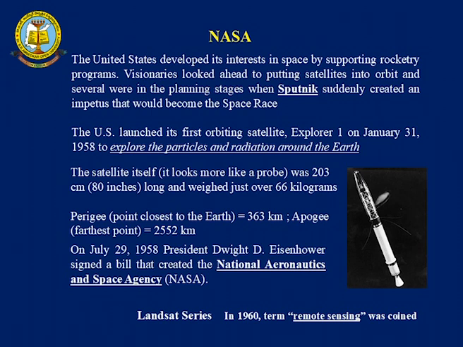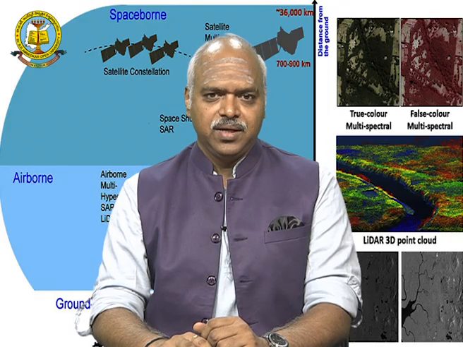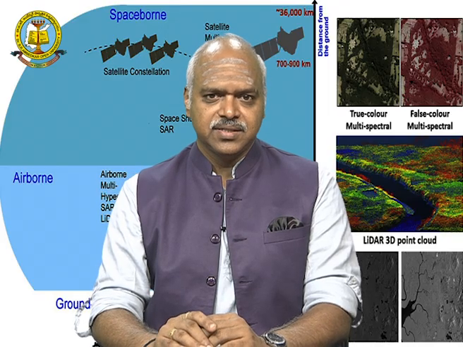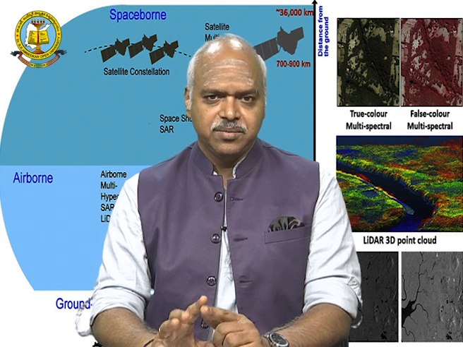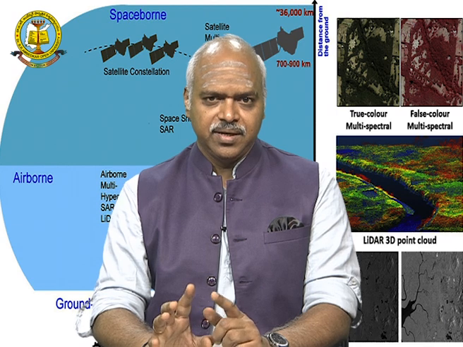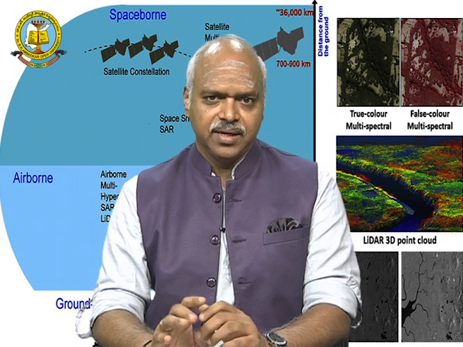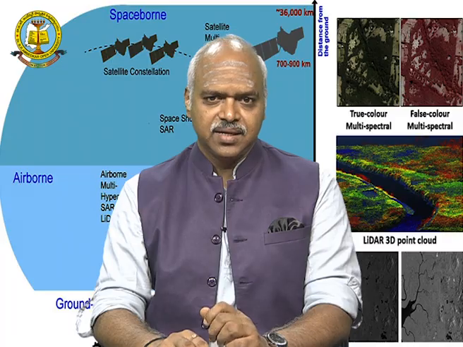Then on July 29, 1958, they started this National Aeronautics and Space Administration, NASA, and in 1960 the term remote sensing was officially coined. So NASA has a different series of Landsat satellites starting from 1, 2, 3, 4, 5. The 6th mission failed, and again 7, 8, 9. So currently we have the 9th series of the Landsat satellites.